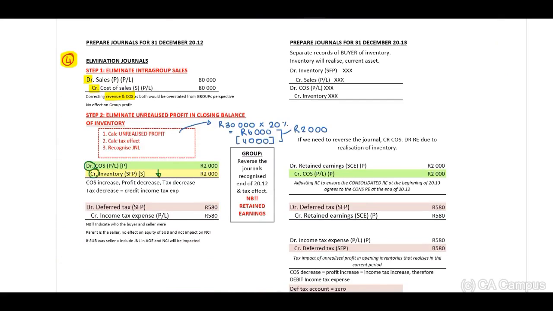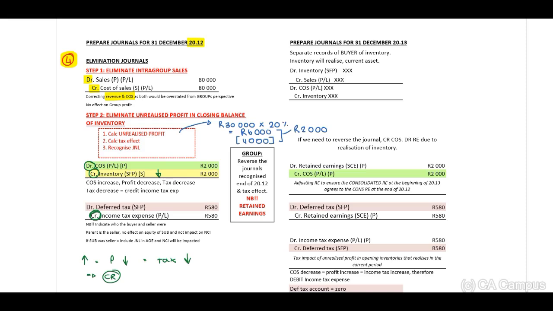Now, the tax effect that you always need to remember, please. If our cost of sales increase, this is an expense, our profit will decrease. If our profit decrease, our tax will decrease. If our tax decrease, our tax decrease on the credit side. Therefore, we credit our income tax expense. Now, this journal relates to 20.12, right?